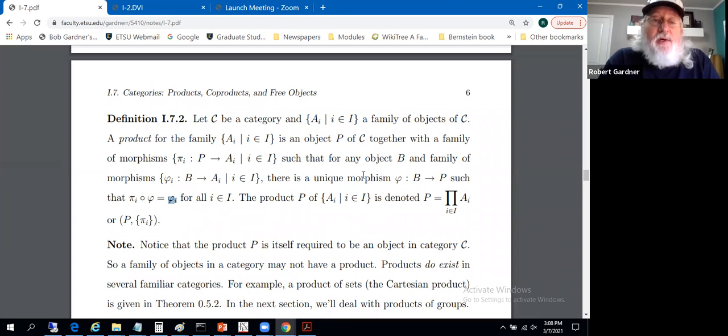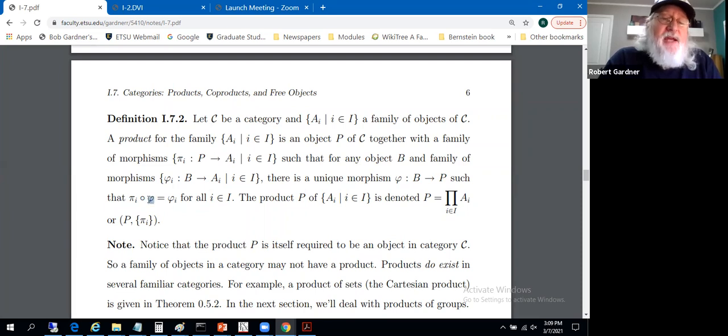So the story is the phi sub i's take object B, right? First comes object B, and then comes the family of morphisms that map the B's into the A sub i's. So the phi's are mapping the B's into the A sub i's. That's what this composite must be doing. But the composite is phi first, so that takes B into P, and then pi sub i takes P into A sub i. So the composite runs B through the product P and then to A sub i.